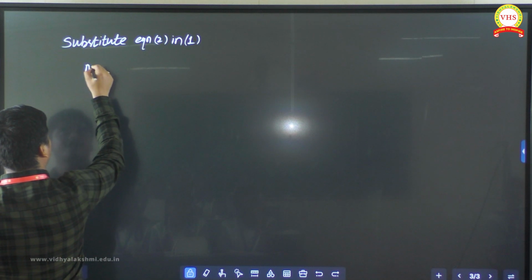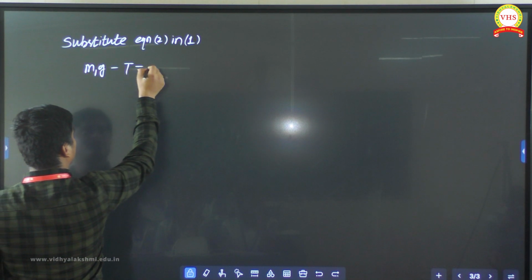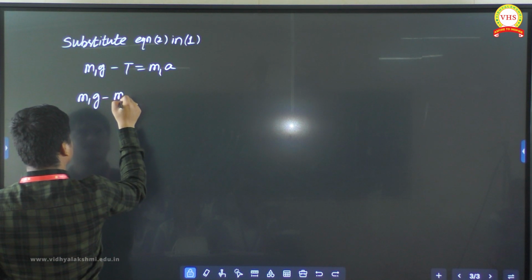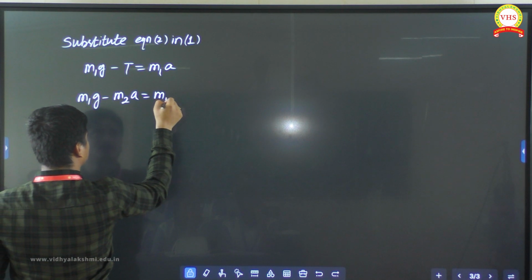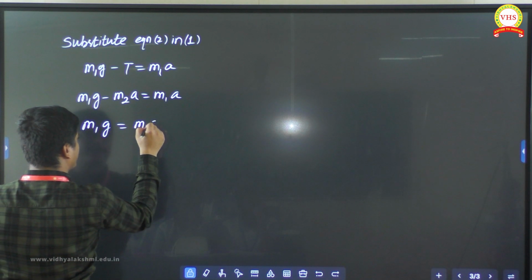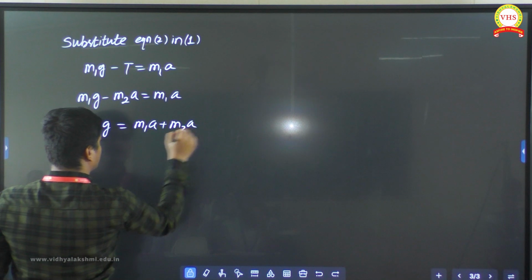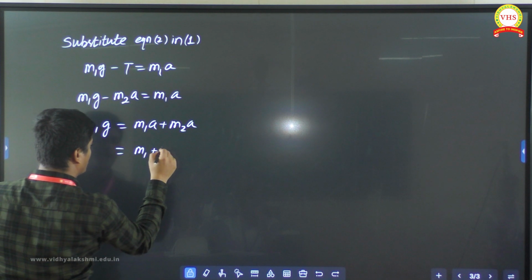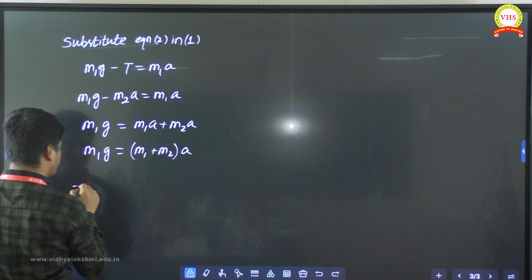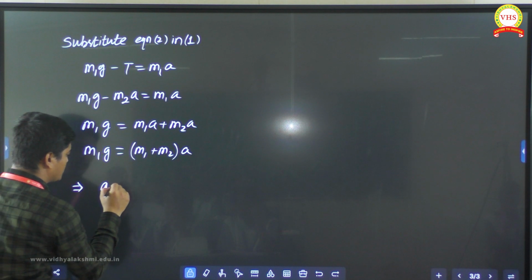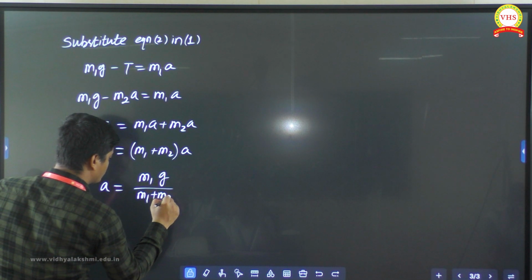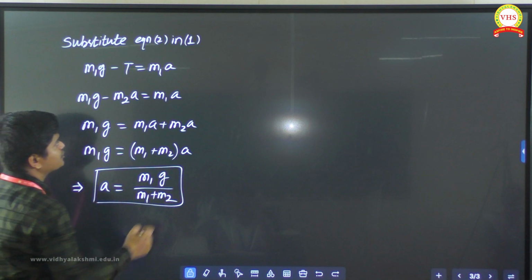So already equation 1 you have M1G minus T equal to M1A. Now M1G minus M2A equal to what? M1A. Now M1G equal to M1A plus M2A. Now here A you take common, it will become M1 plus M2 into A. Here if I write acceleration, how much I'll write? M1G by M1 plus M2. Now this is your acceleration of the system.